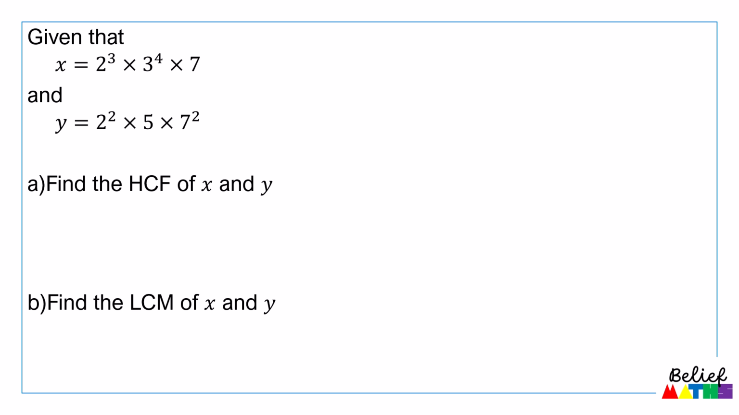So our final question gives us two numbers x and y written as the product of prime factors. It first asks us to find the highest common factor. Now when we find the highest common factor when the numbers are written as the product of primes, what we do is we multiply the common prime factors. Now common meaning what we share or what they have matching. So we multiply the common prime factors.